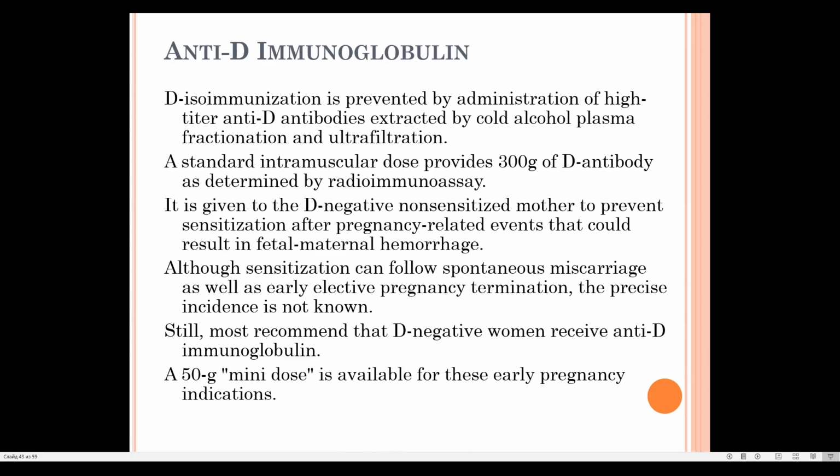The precise incidence is not known. Still, most recommend that D-negative women receive anti-D immunoglobulin. A 50-microgram mini dose is available for these early pregnancy indications.